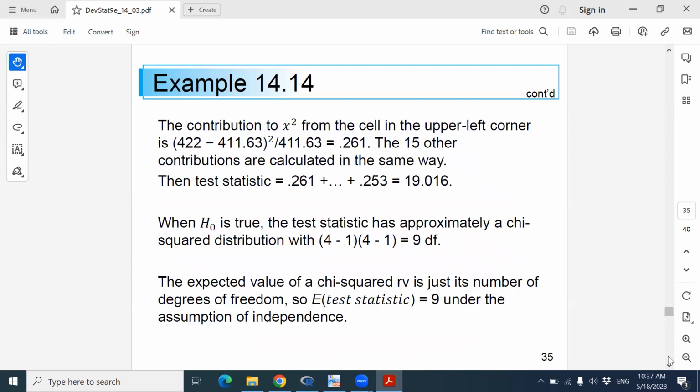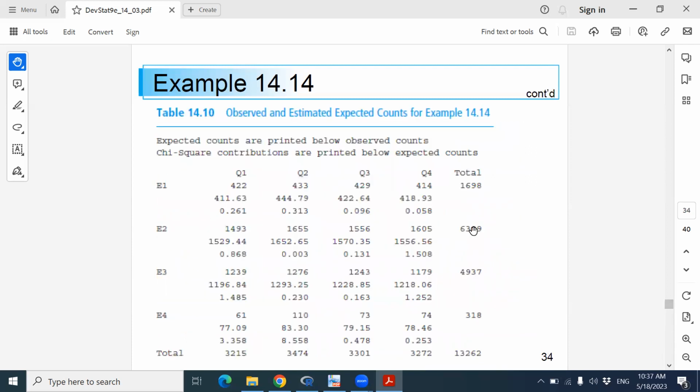The data, if we go back to look at the data, for each of the cells, the number of individuals falling into the cell is large. Like, for example, 422, 433, and so on. Because of this large cell, and the total number of individuals in the study is 13,262. Whenever we have a very large sample size, then the small difference could be captured. The very small difference could be captured.